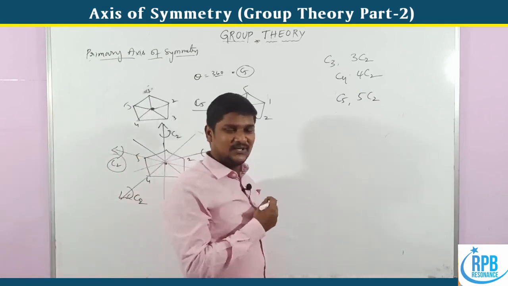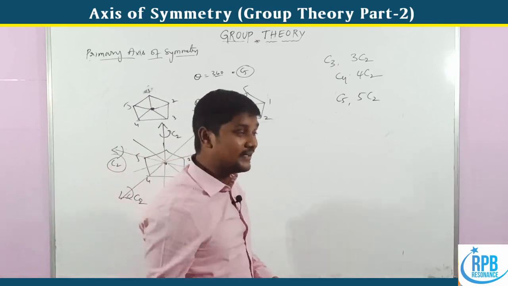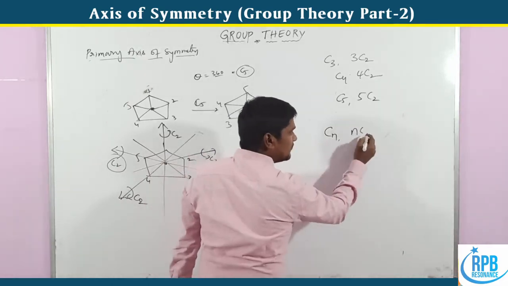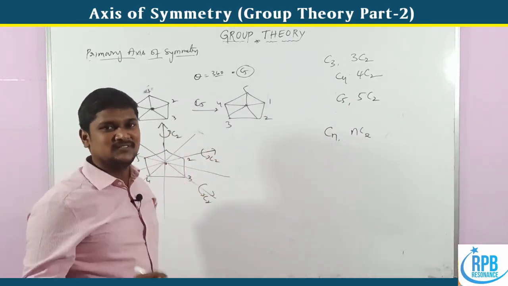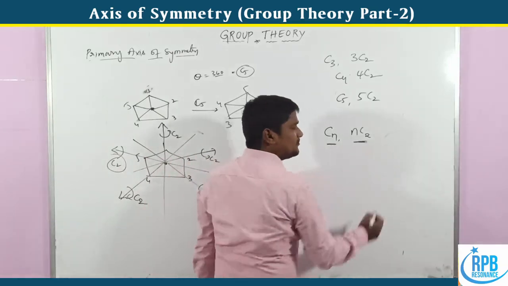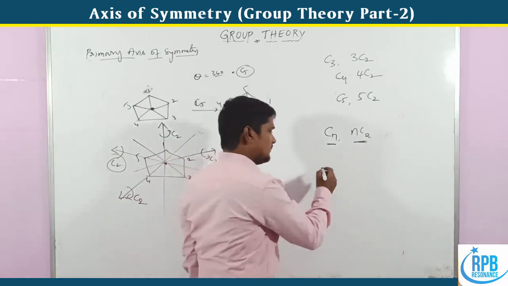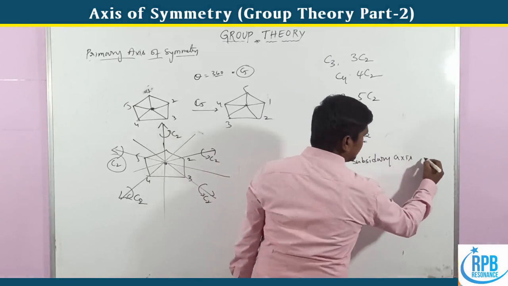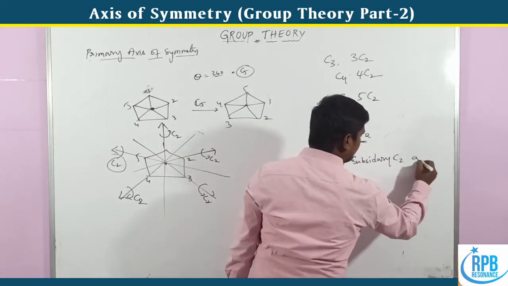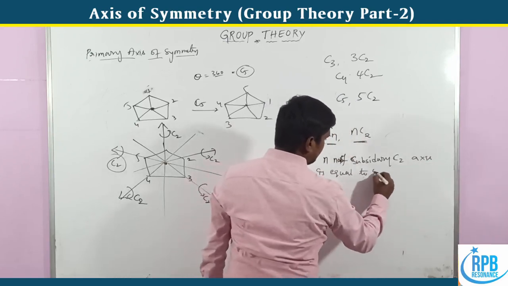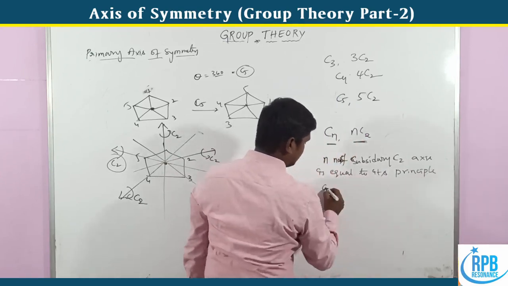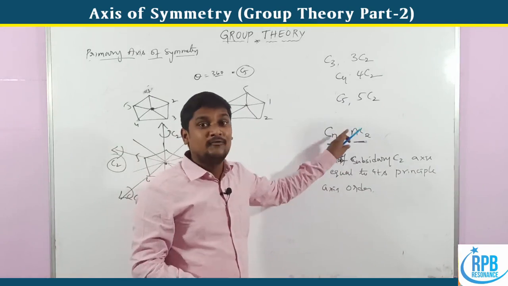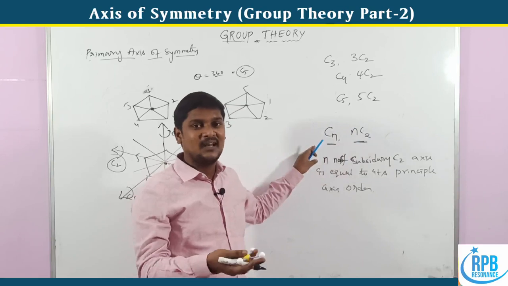Now I'll give you a very simple trick regarding these kinds of planar molecules. The trick is applicable as a simple rule. Whenever Cn is present, there are the same number of C2 axes. Generally C2 is the subsidiary axis in plenty of molecules. If Cn is present, then n number of C2s are there, n number of subsidiary axes are present. Simply, the n number of subsidiary C2 axes is equal to its principal axis order. Very simple thing. So if 3 C2s are present, then the principal axis order is C3. If 4 C2s are present, then the principal order is C4. If 5 C2s are present, then the principal axis order is C5.